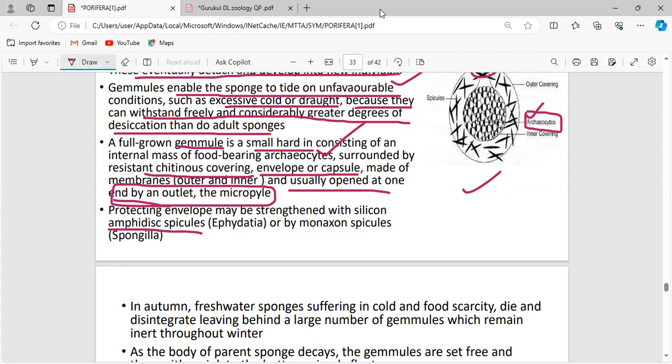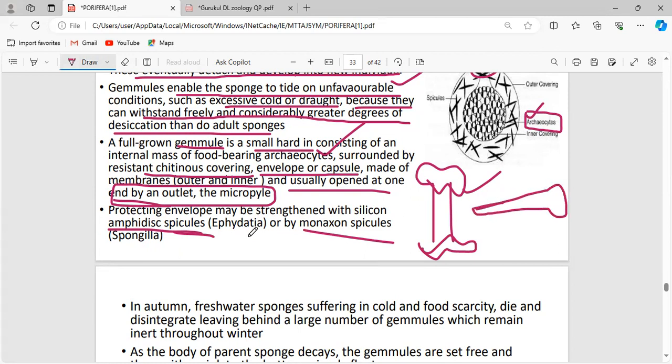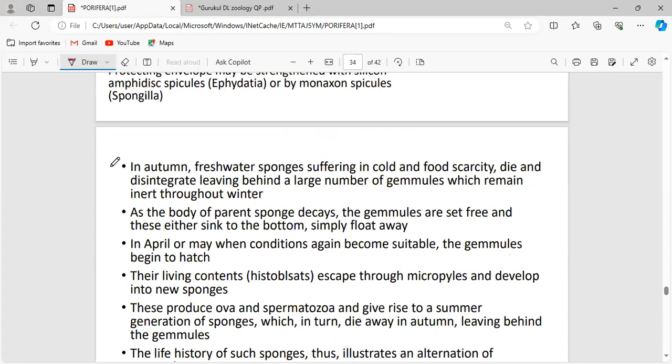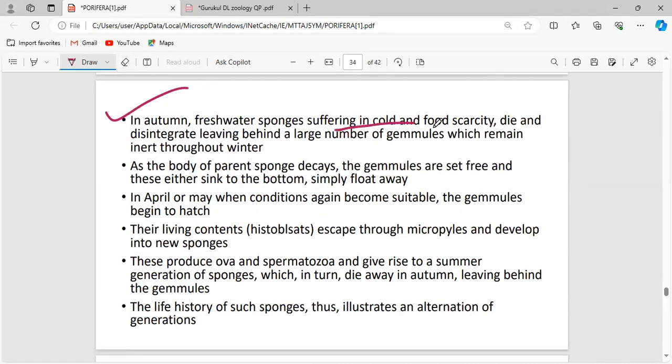If it is an amphidisc spicule, the spicule which is covered like this at both ends is said to be amphidisc. And monaxon spicules, you know this is the monaxon spicule, and an example for this monaxon spicule is Spongilla. So Spongilla and Ephydatia form the gemmules. Now, in autumn, the freshwater sponges suffering from cold and food scarcity die and disintegrate, leaving behind a large number of gemmules, which remain inert throughout the winter because they are in the gemmule form.